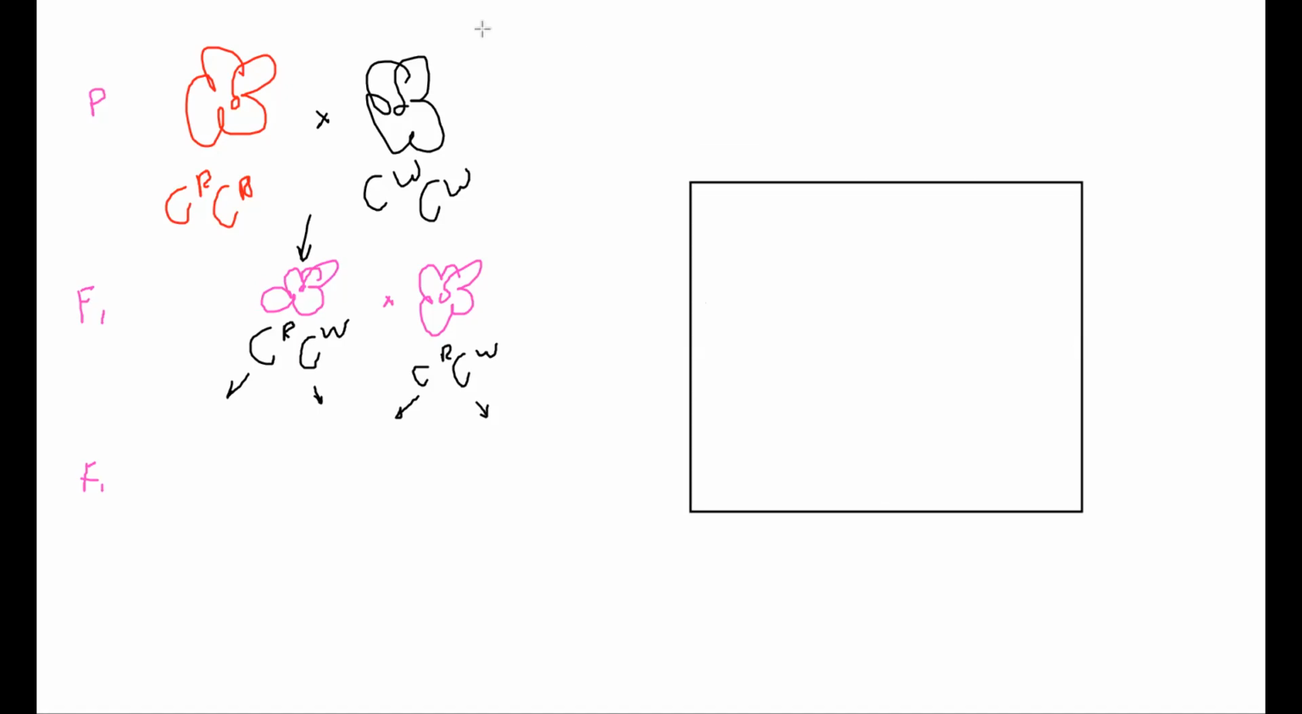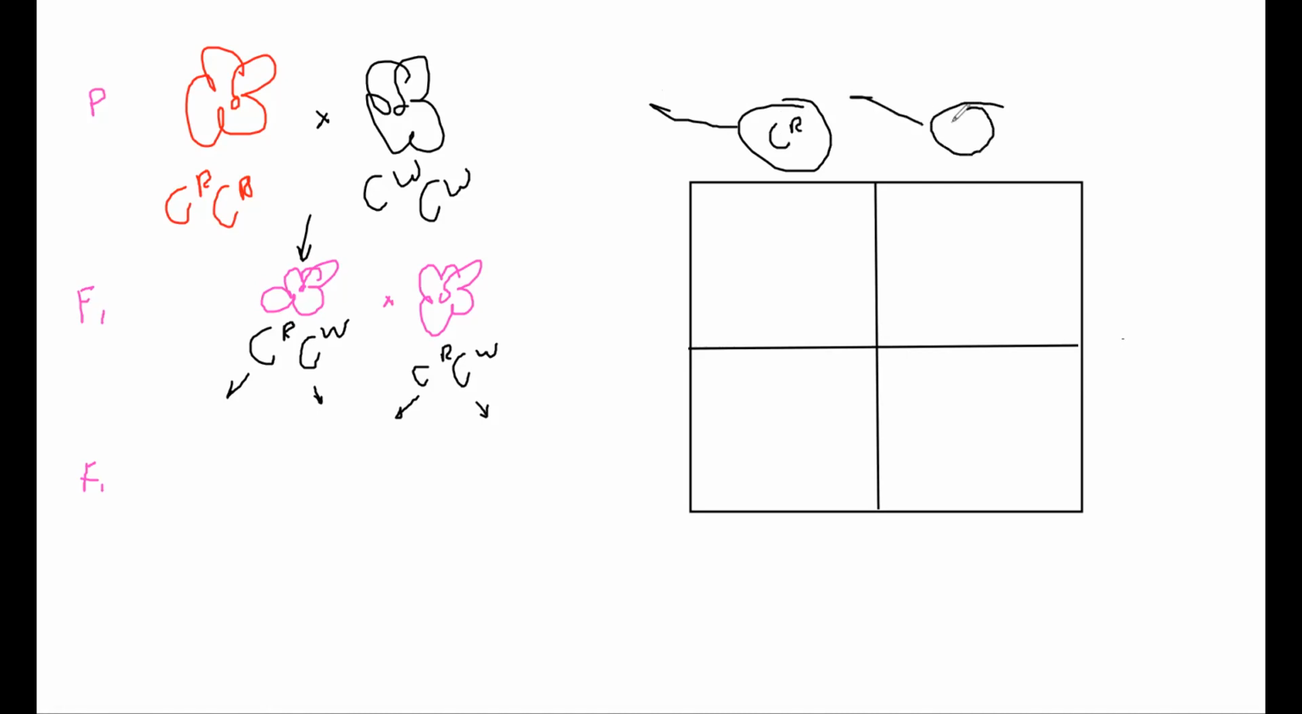That's going to look, let me draw my Punnett square here. It's going to look something like this. It's going to be 2 by 2 because I have 2 possible sperm, 2 possible eggs, just like we've done in the past. And let's go ahead and put them in, okay? The sperm either has CR or CW. And the egg is, again, going to be CR or CW, right?